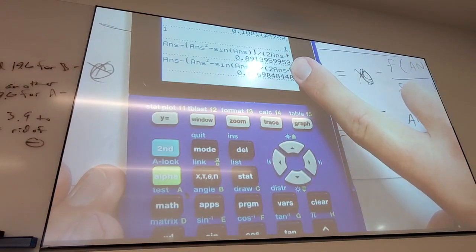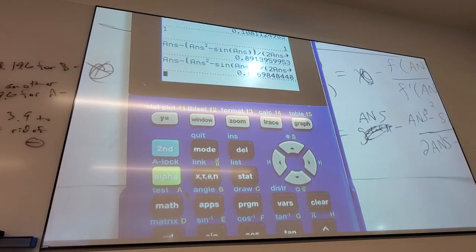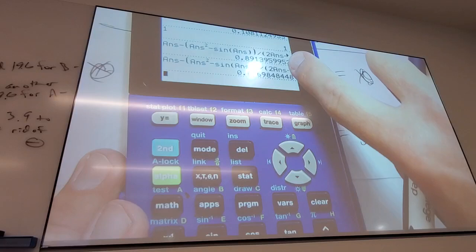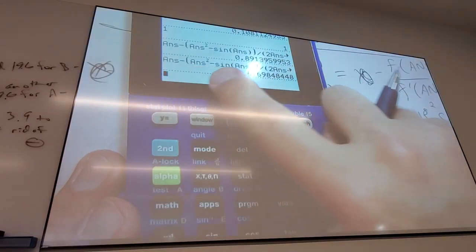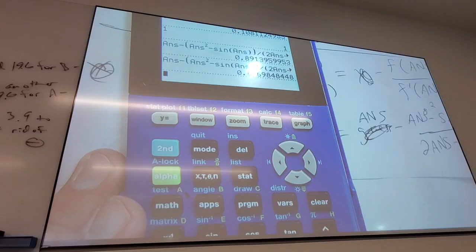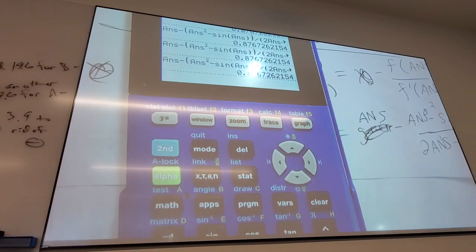Are you with me? 1 was our first guess. We put a 1, we hit enter. Now I plug this in, it's going to calculate all of this with a 1 in it. Now if I hit enter again, it's going to recalculate the last thing it did, but now with this number in. If I just keep hitting enter, I'm going to eventually get something that's not changing anymore. That's the answer.